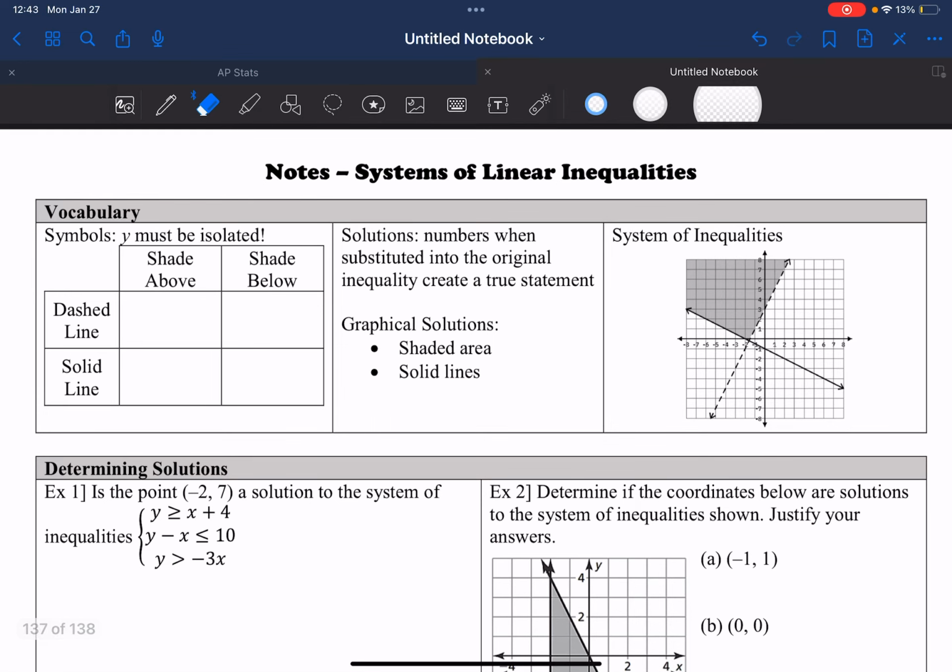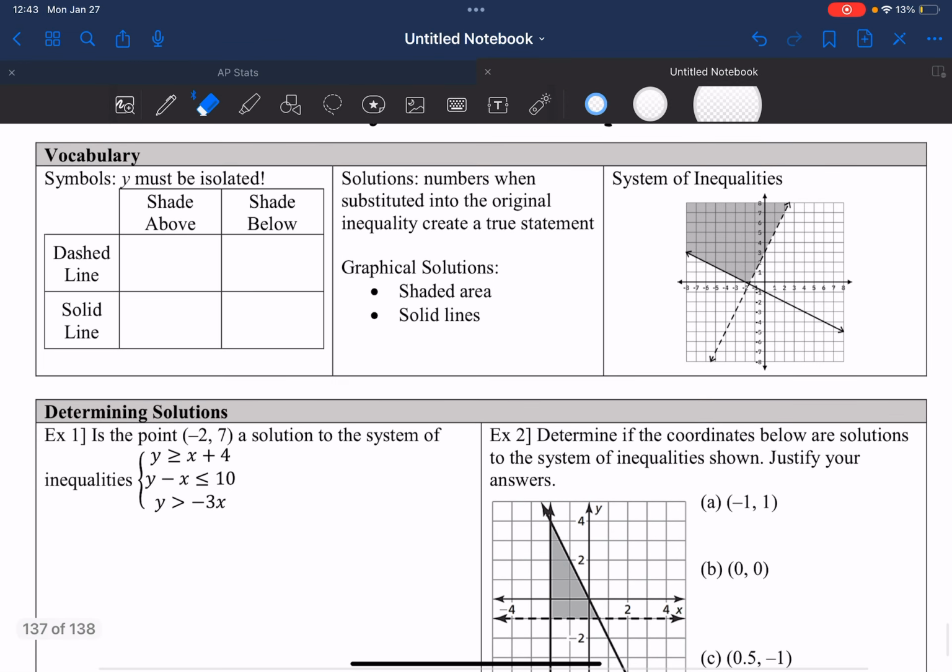Systems of linear inequalities. So first let's start with some vocab. Okay. So when we are graphing these inequalities, sorry about that, we must make sure that y is isolated, okay? If we're just plugging it into an equation and trying to solve that way, it's not a huge deal, but when we're graphing, it's going to be helpful.